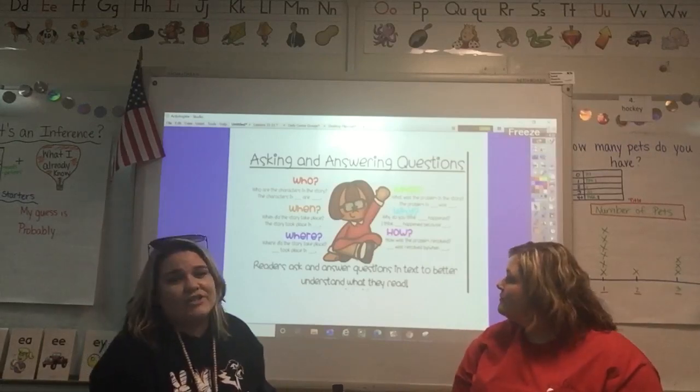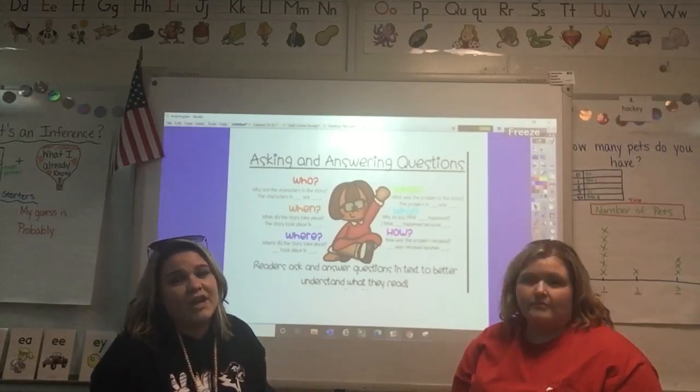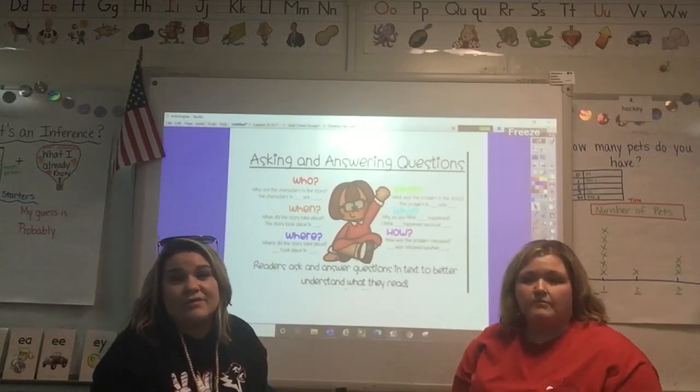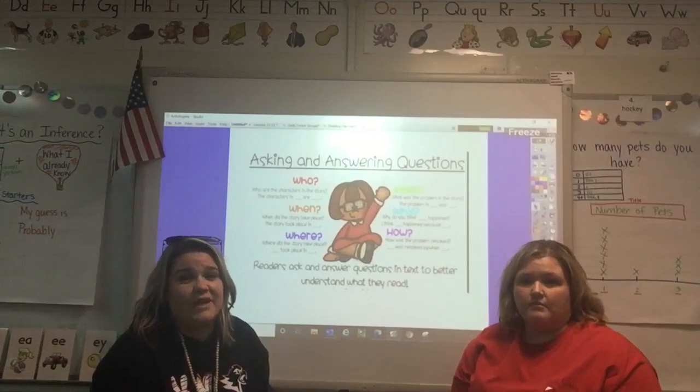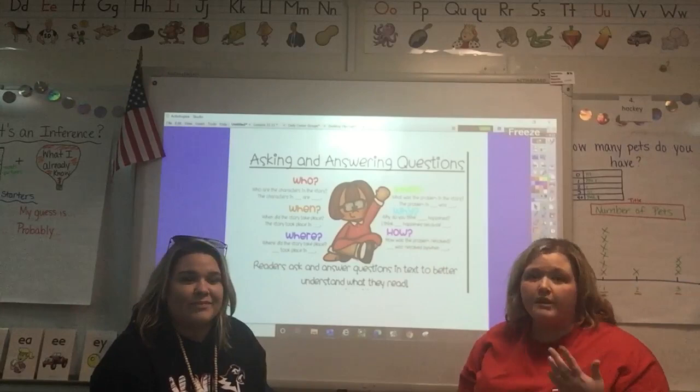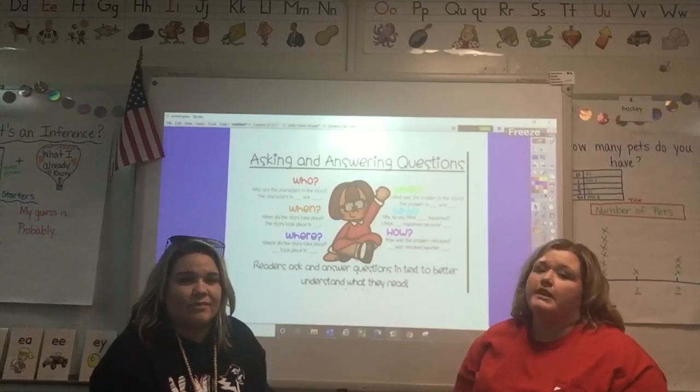A question you could ask your child is, who are some of the characters in the story? Where is the story taking place? What time of day is the story happening? And all of these questions help answer story elements to recall the story and remember what they're reading.